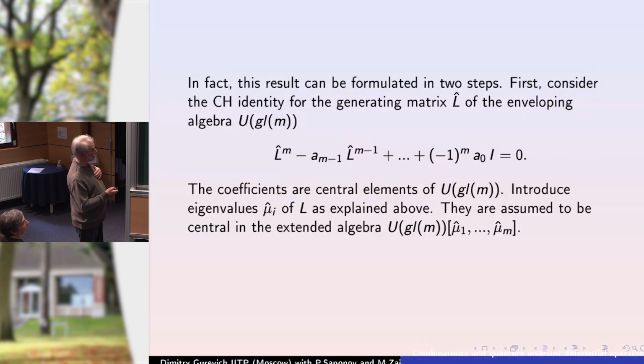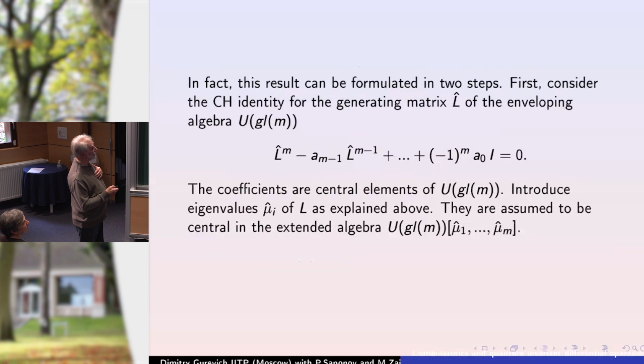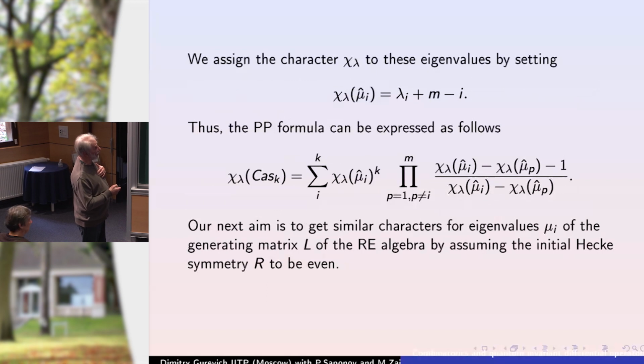In our q situation, we have something similar. In the even situation, for even R, we have the Cayley-Hamilton identity. We introduce mu, as explained above, and we have the following formula. So first, we have presented the following value for the roots, or eigenvalues, mu hat in the representation labeled by lambda.